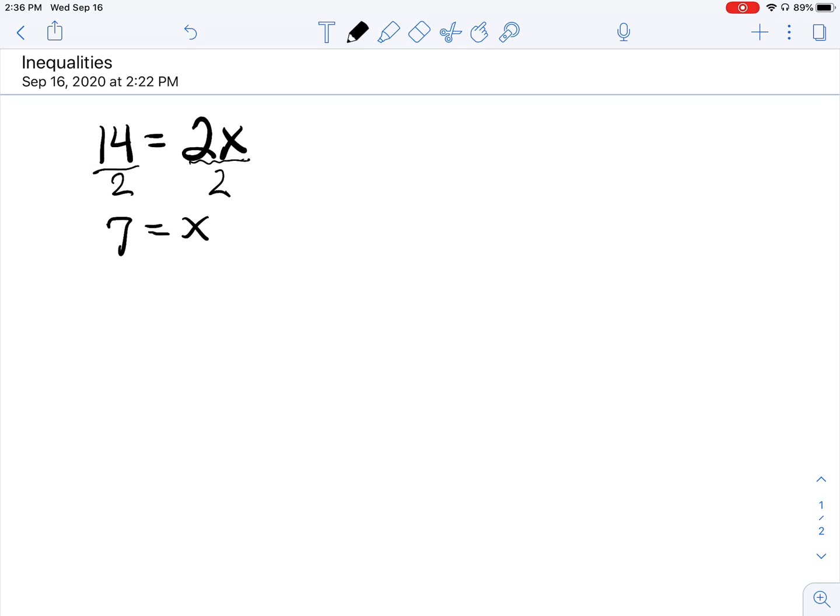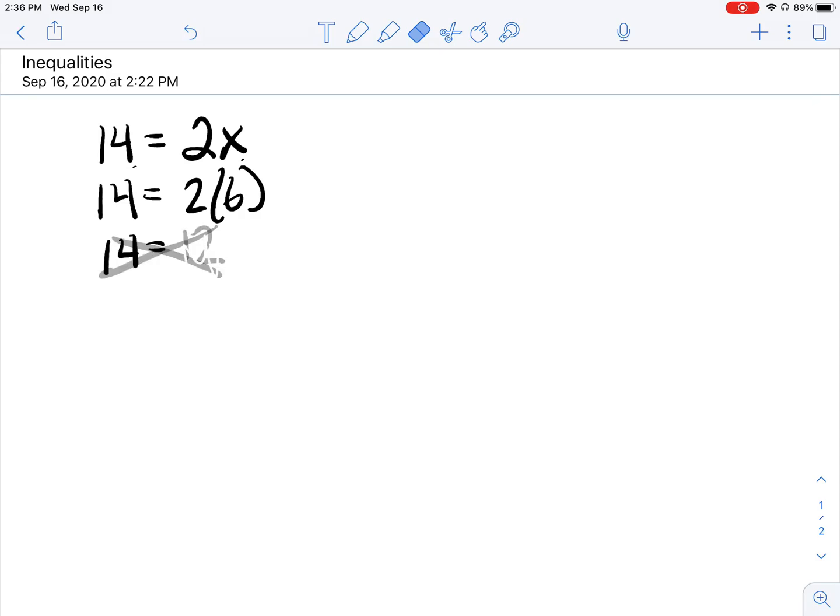So 2 times 7 equals 14. We know that. If I try to do this same thing and I say, what if I make x equal 6? Then 14 equals 2 times 6, 14 equals 12. That is not the case. So 6 does not create an equality, but 7 does, because when I plug that in for x, 14 equals 14, and yes, we know that is true. But in some cases, we may work with a situation that doesn't have only a single correct answer. There may be a range of correct answers.